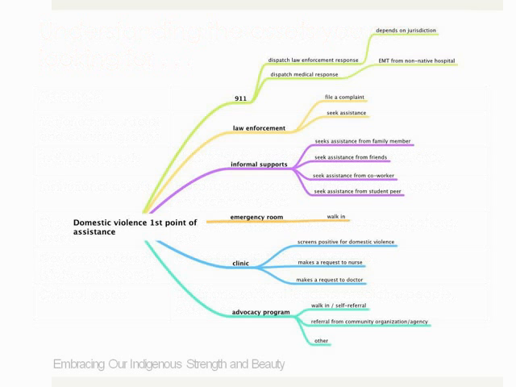I've thrown a lot of words at you, and as I've been thinking about this presentation, I wanted to give you a bit of a starting point. So I did some brainstorming around the domestic violence first point of assistance. Where in our community do victims of domestic violence make that first connection in seeking assistance? In this first tier, we have 911, law enforcement, the informal support, the potential emergency room, potential clinic, potential advocacy program, and there may be others, but for the purpose of our discussion today, I'm just going to look at these.